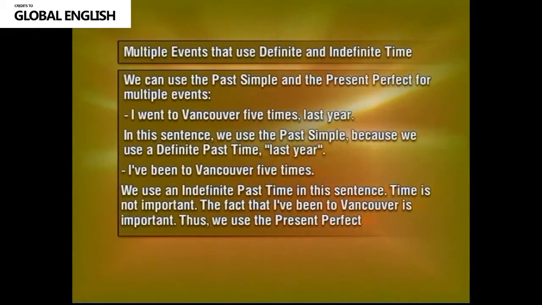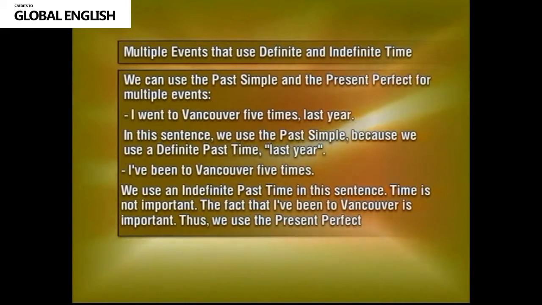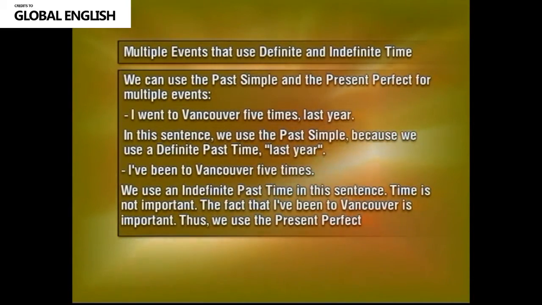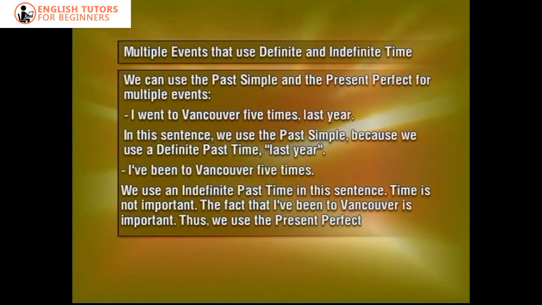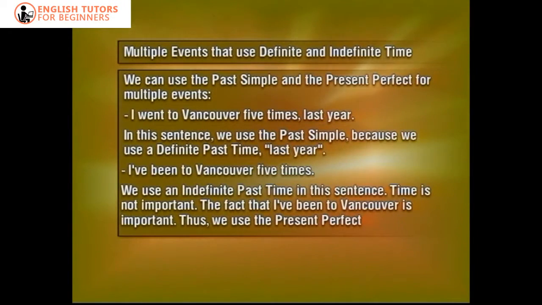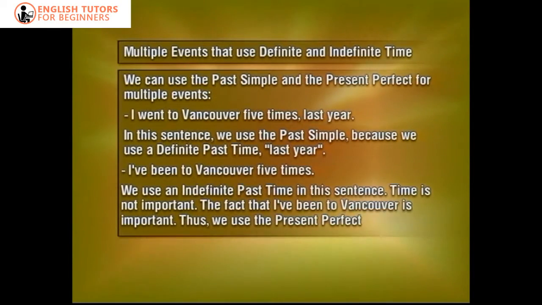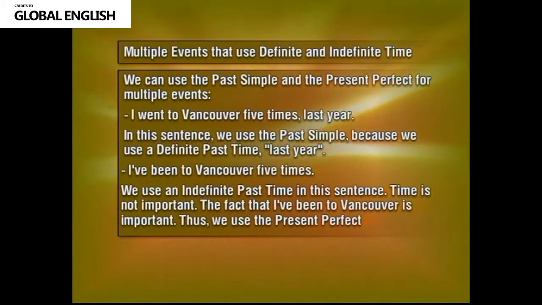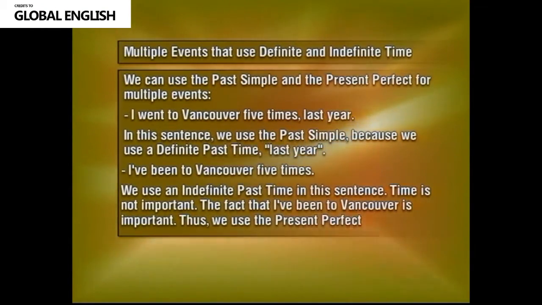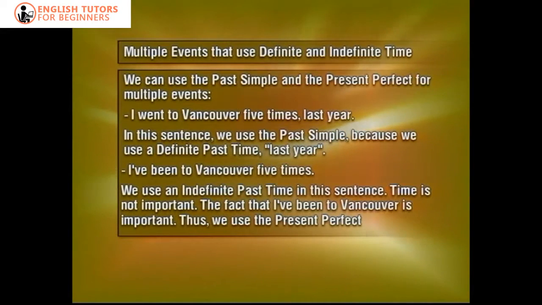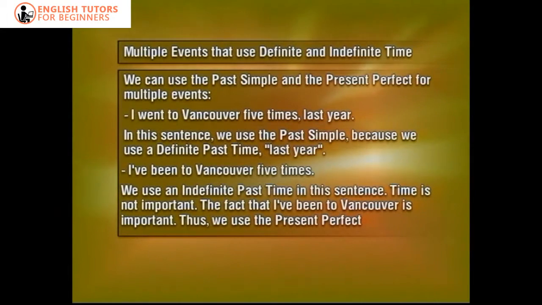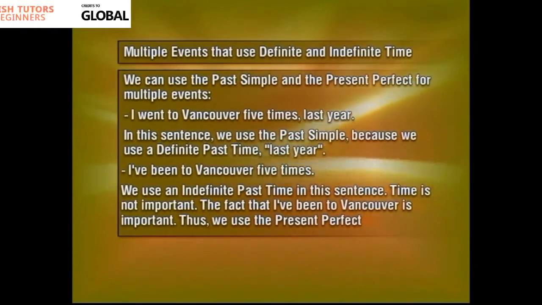Multiple events. We can use the past simple and the present perfect for multiple events. I went to Vancouver 5 times last year. In this sentence, we use the past simple because we use a definite past time, last year. I've been to Vancouver 5 times. We use an indefinite past time in this sentence. Time is not important. The fact that I've been to Vancouver is important. Thus, we use the present perfect.